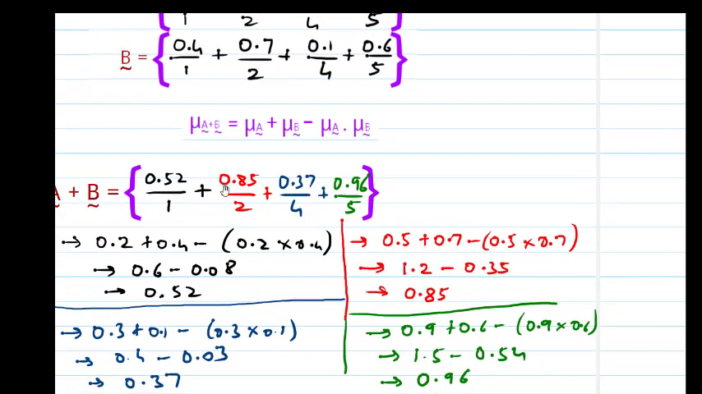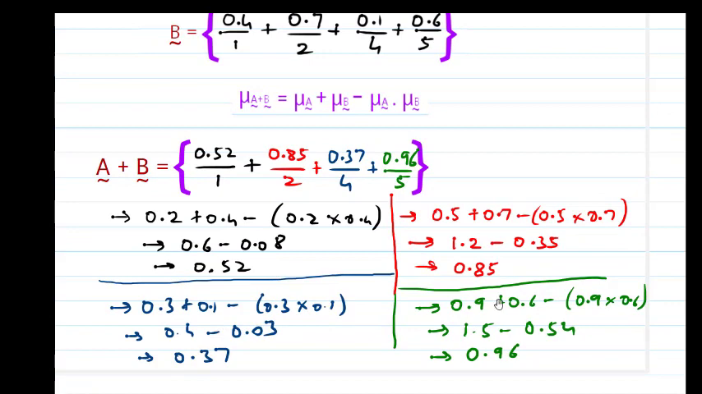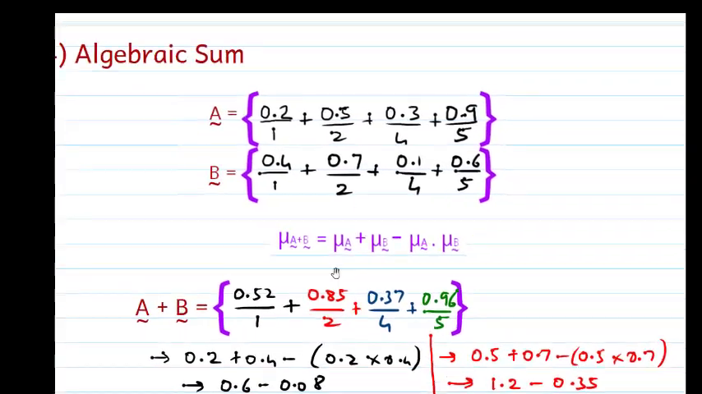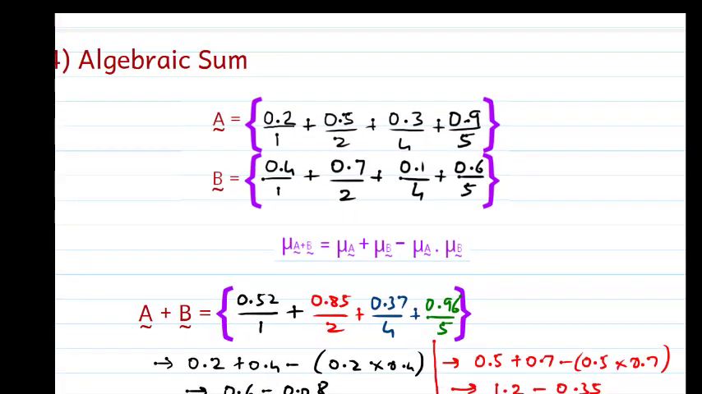Similarly, this red is for this one. I have also colored them so that we can distinguish them. So this is for generic value 4, and this green one is for 5. I have done the calculation, you can check it. This is how we perform the algebraic sum operation.